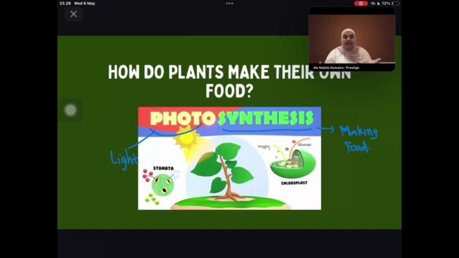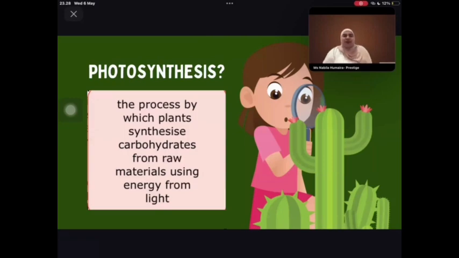So plants use light, plants convert light into chemical substance. Plants can convert light energy into chemical energy. So plants can use all the materials like water and carbon dioxide through photosynthesis for making glucose. Okay, so let's see what photosynthesis is in detail. Photosynthesis is the process by which plants synthesize carbohydrate from raw material using energy from light.